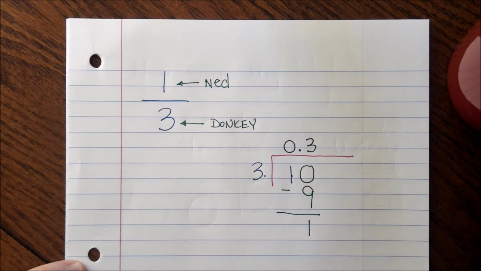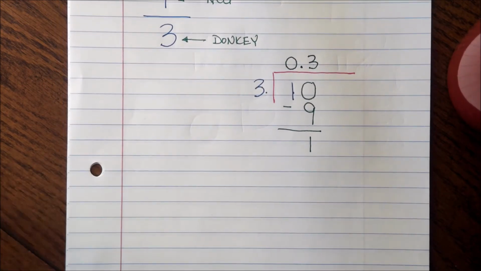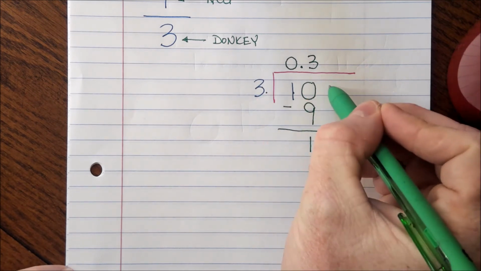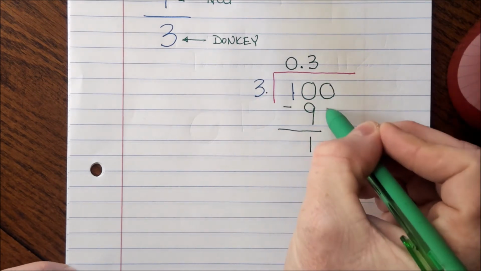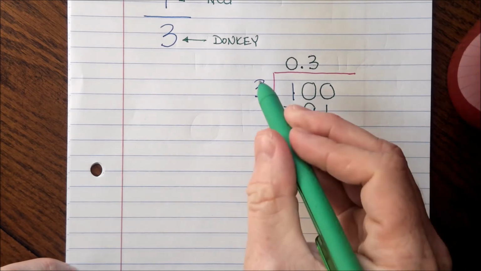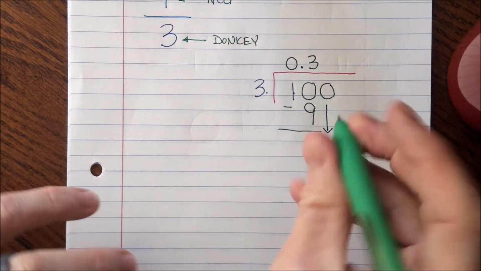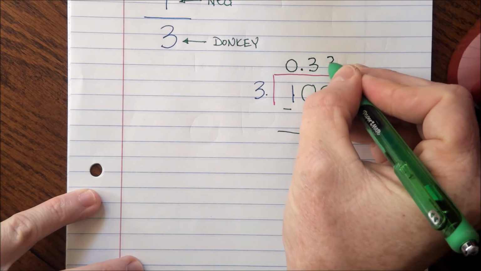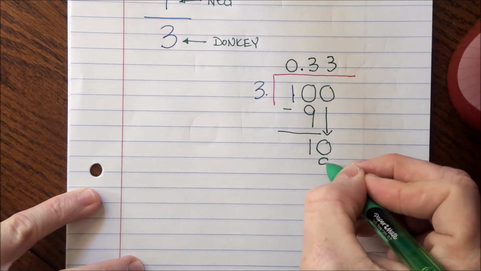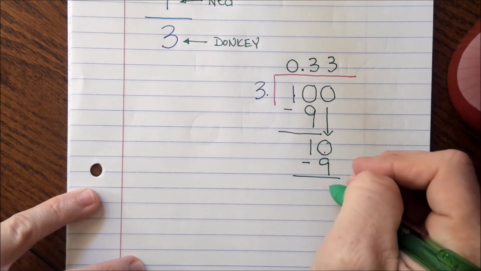But again, we still have leftovers. We still have that 1 dangling down below. So, what do we do? We are going to put a 0 in the box next to the 10. And there it is right there. We're going to drop that guy down. And look at that. Now we have a 10. Okay? So, how many times does 3 go into 10? 3 times again. So we're going to put that 3 up top. And now we're going to drop that 9. So now we have 10 minus 9 is 1.